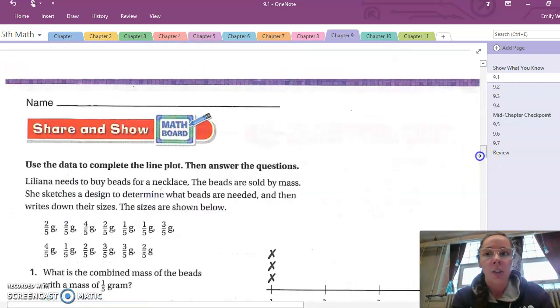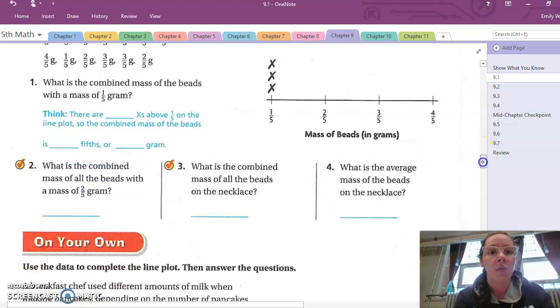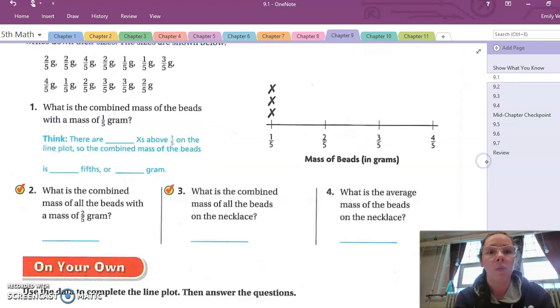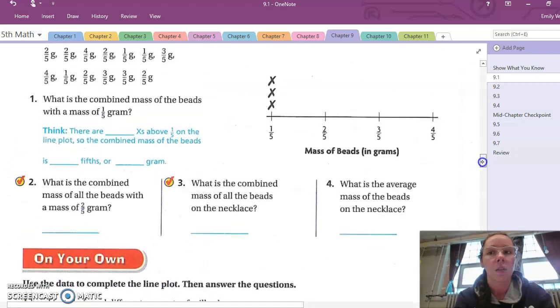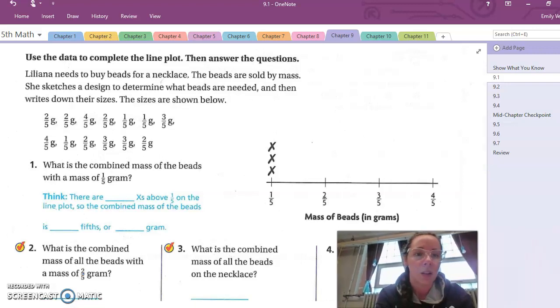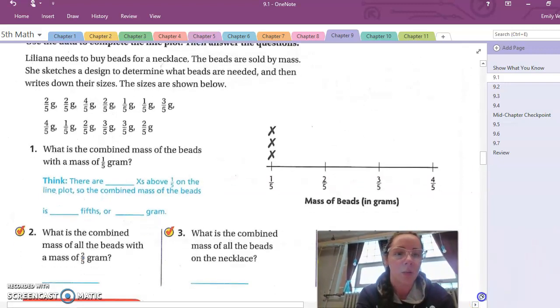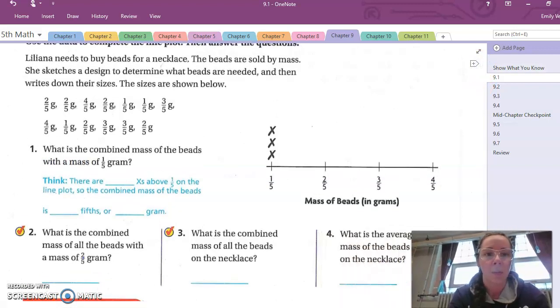Okay, the directions say use the data to complete the line plot, then answer the question. So we're just doing what we did on the example page. Oops. Oh, for crying out loud. Sorry, this is not working well for me. There we go. Okay.